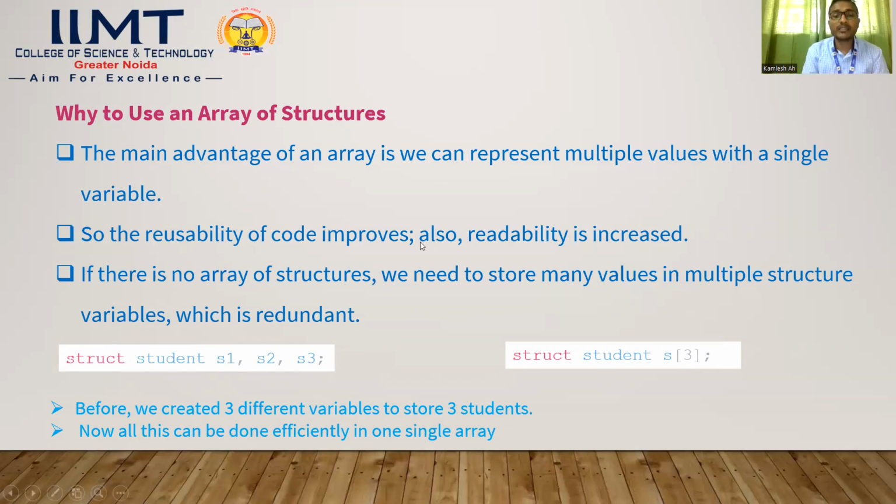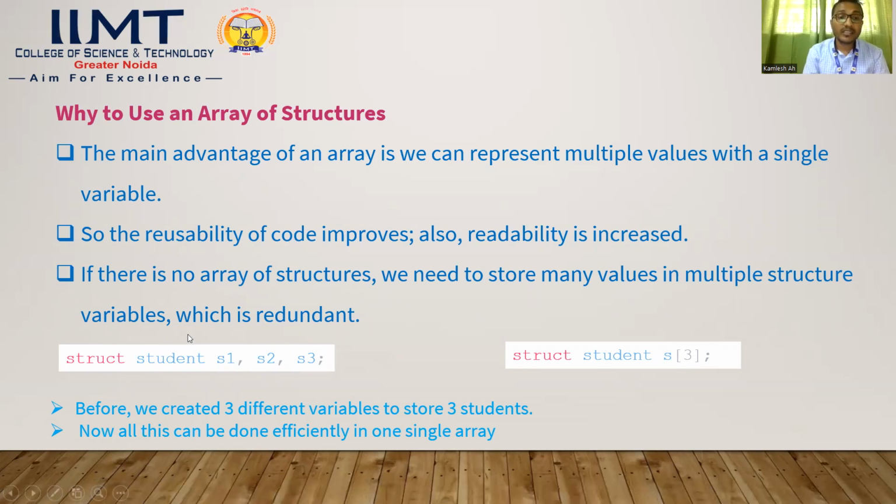Also, readability is increased. If there is no array of structure, we need to store many values in multiple structure variables, which is redundant. If we want to store many values, many records, and many employee information, then we will create many variables for each record, for each student, for each employee. But it's redundant. It's very impractical.